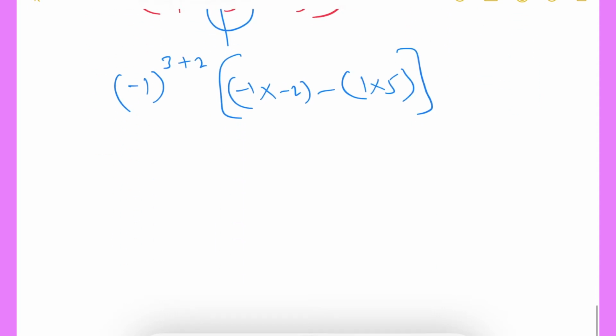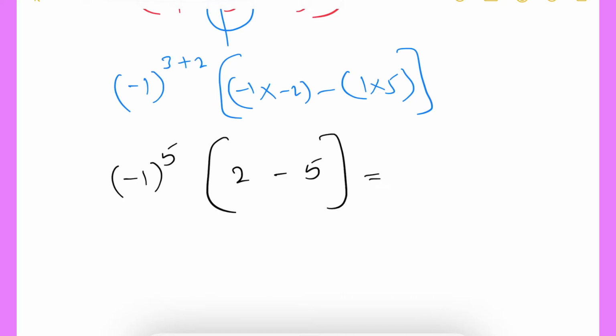So we get minus 1 whole power 3 plus 2, 5 into minus 1 into minus 2, 2 minus 5 ones are 5. So which is equals to minus 1 whole power 5 minus 1 into 2 minus 5, it is minus 3. Minus 1 into minus 3, it is nothing but plus 3. So this is the cofactor of minus 5.